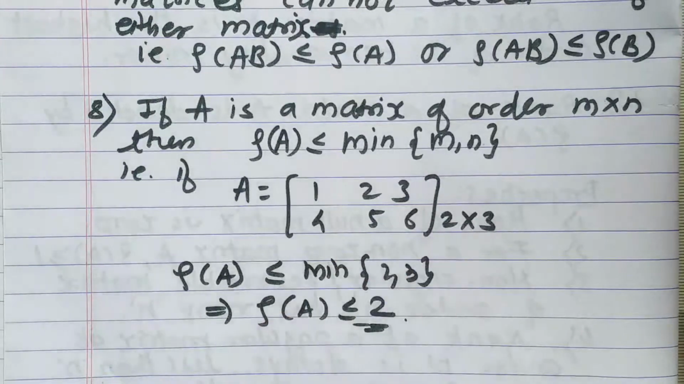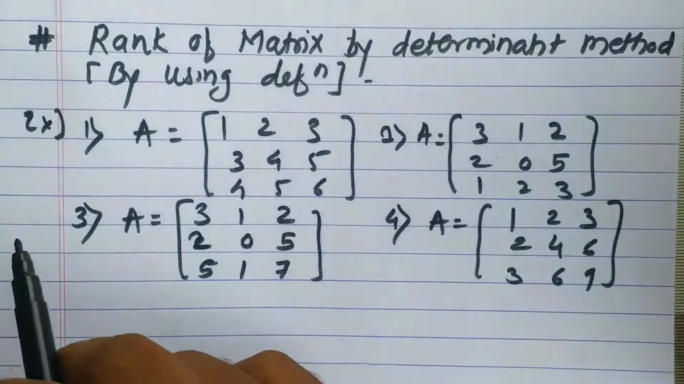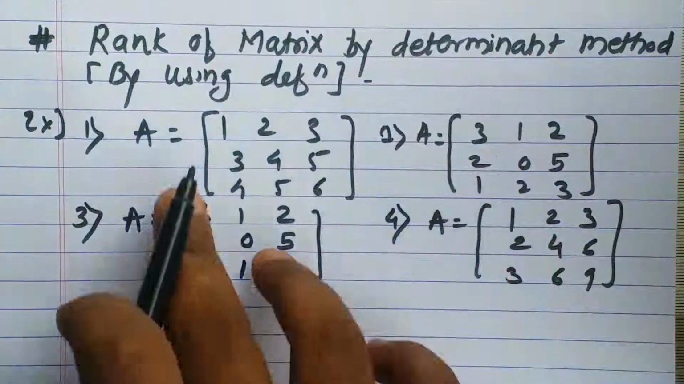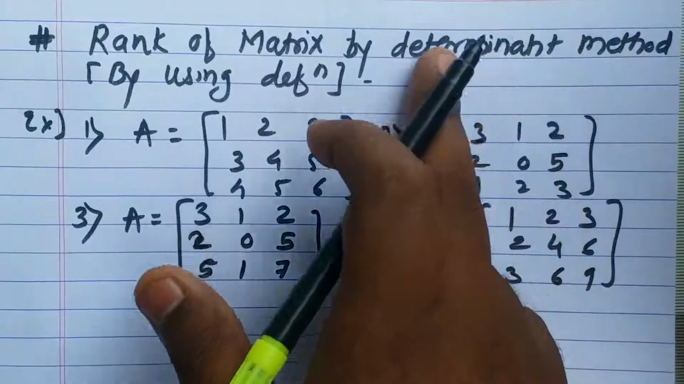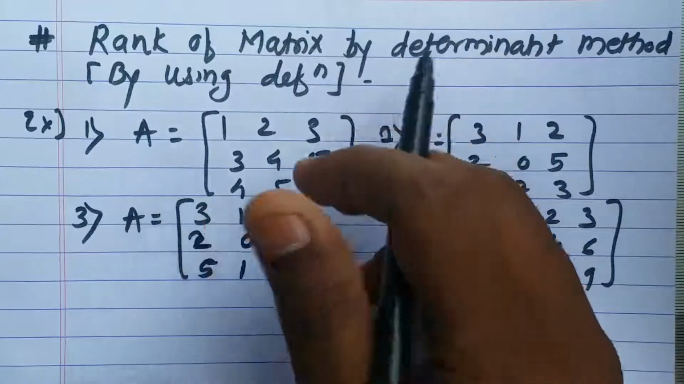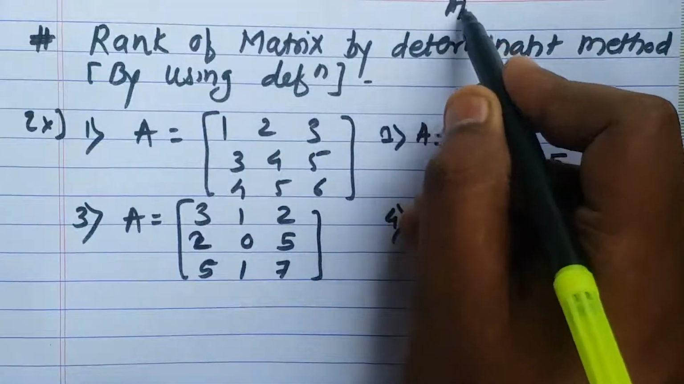So these are some properties. Now we are going to discuss the methods for determining rank. These are 4 examples I have written. The first method that we are going to discuss is rank of a matrix by the determinant method. Determinant method means minor method. You can call it the minor method also.